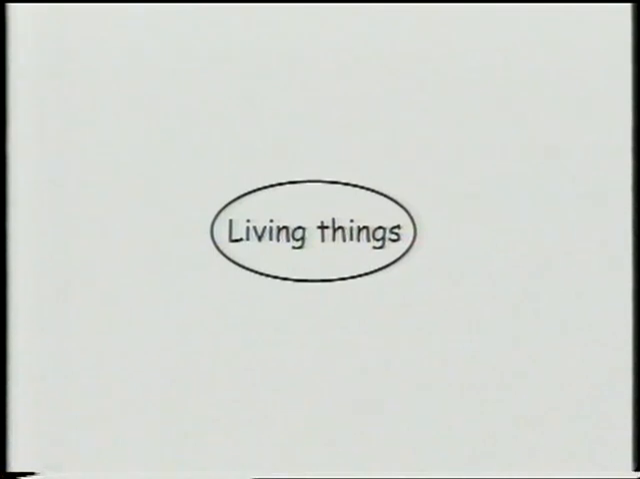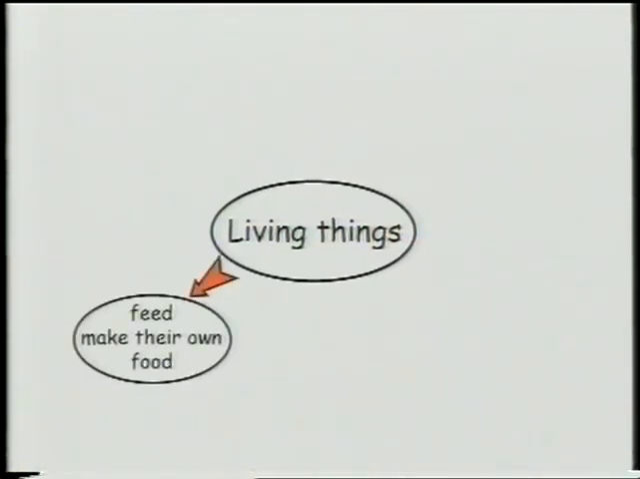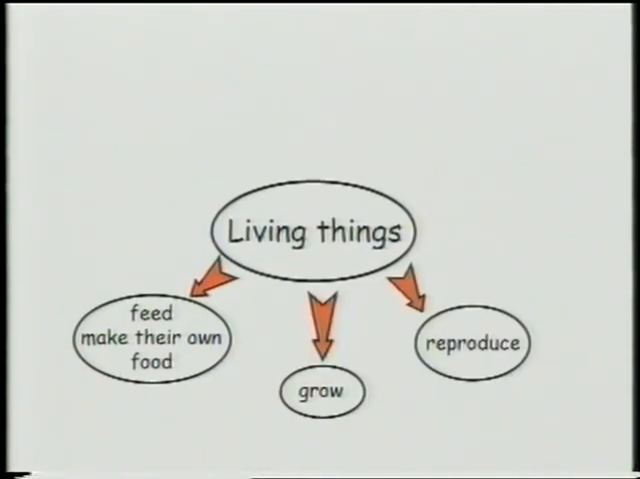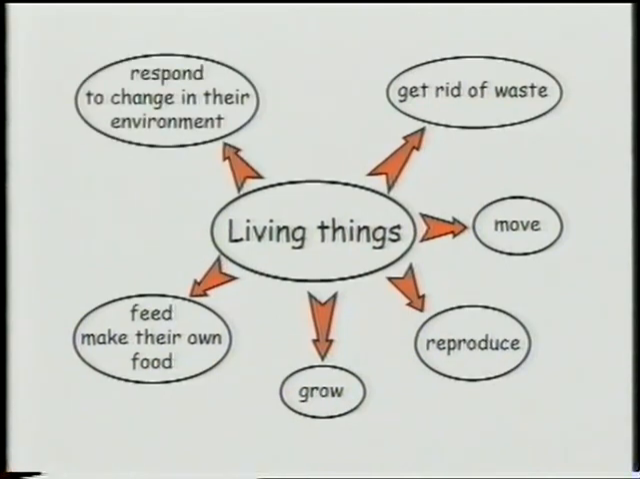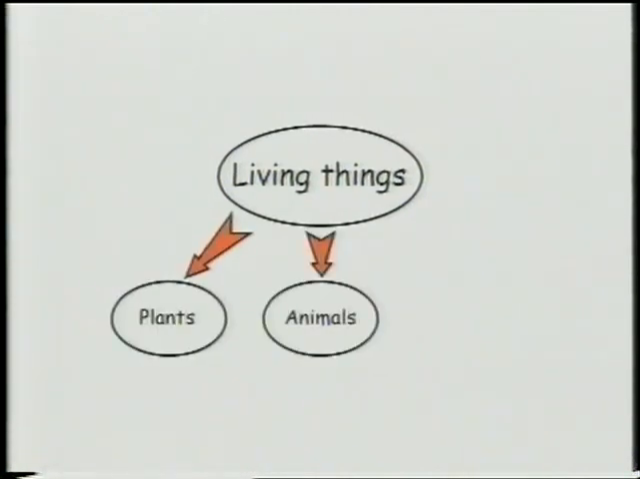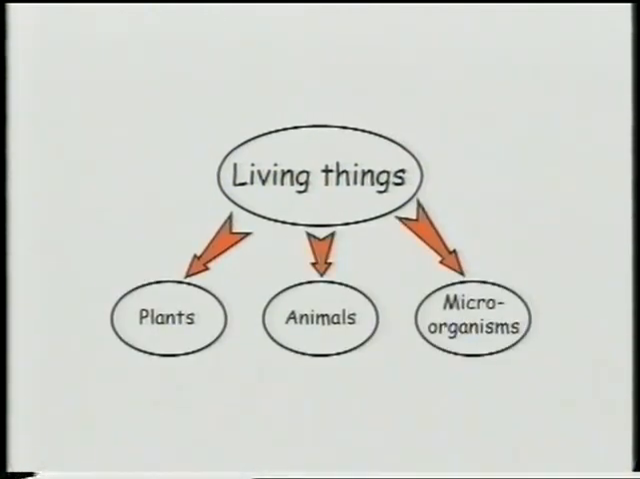So today we talked about living things. All living things have things in common. They can feed or make their own food, grow, reproduce, move, get rid of waste, and respond to change in their environment. We can group living things together because they share the same features. The major groups that you need to know are plants, animals, and microorganisms.